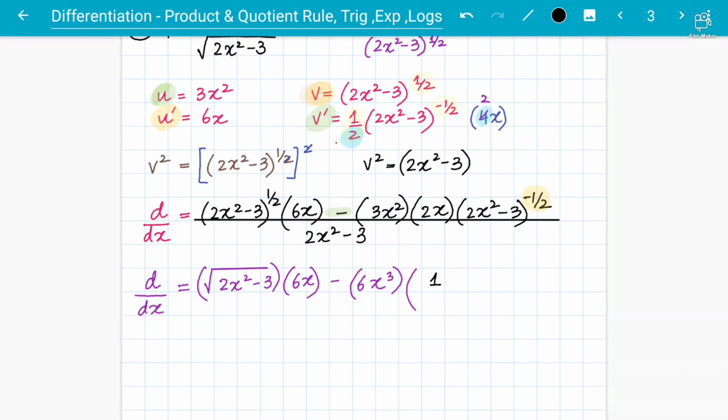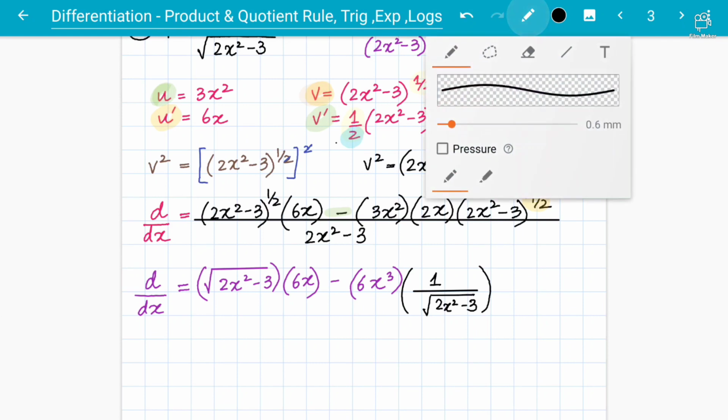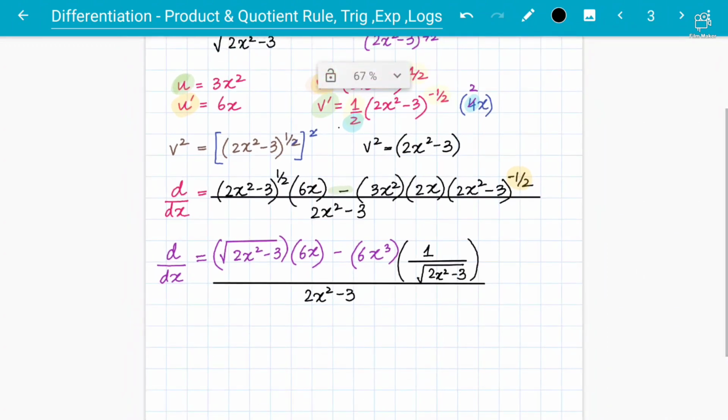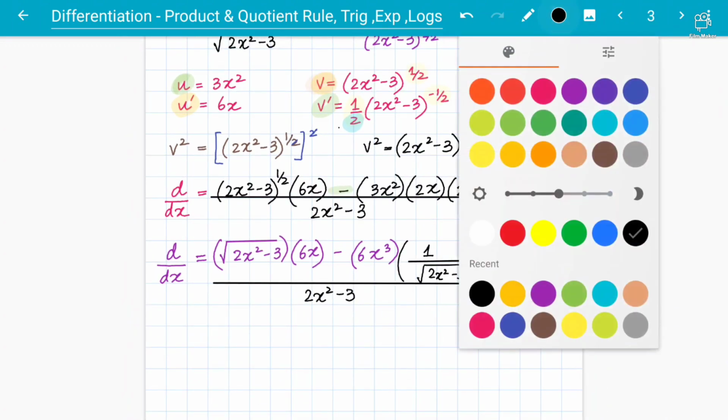Students, hope everyone gets this very important thing, that it's going to be 2x² − 3 in the square root form, and in the denominator you can write this, and then this will be divided by v squared, that is 2x² − 3. So v squared is what, students? 2x² − 3. Now I hope things become easy and clarification is there for every student here.